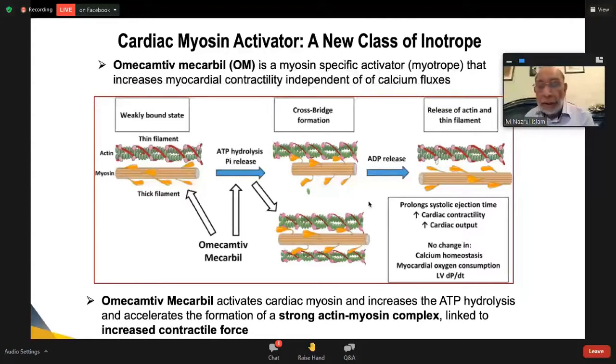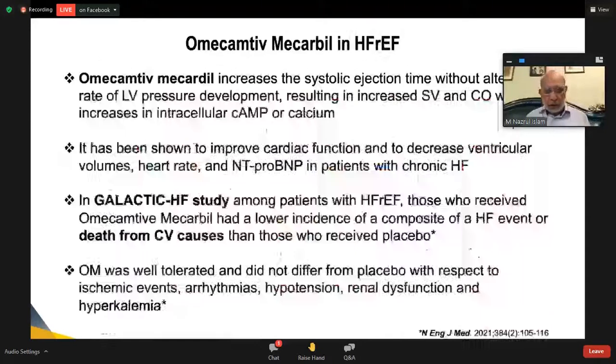The important aspect of this is there is no change in calcium homeostasis or myocardial oxygen consumption, and LV dP/dt does not increase. This gives rise to a very strong actin-myosin complex linked to increased contractile force. So this is important. The important trial of this particular drug is the GALACTIC-HF study.